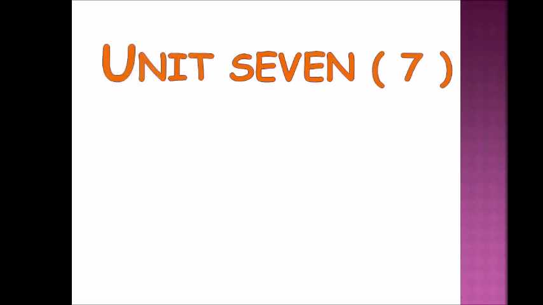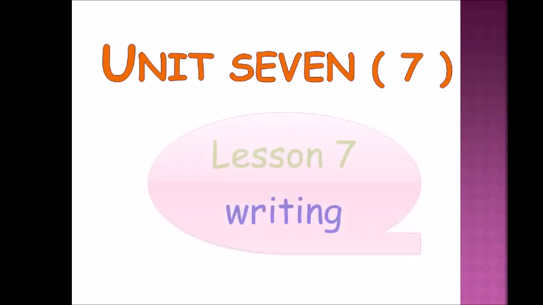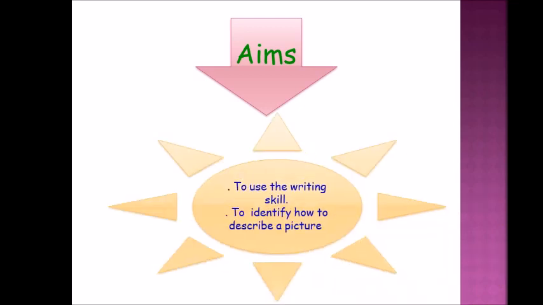As you know, we are still in Unit Grade Up 7. Our lesson for today is also about writing. Before starting our lesson, let's read our aims: to use the writing skill, to identify how to describe a picture.